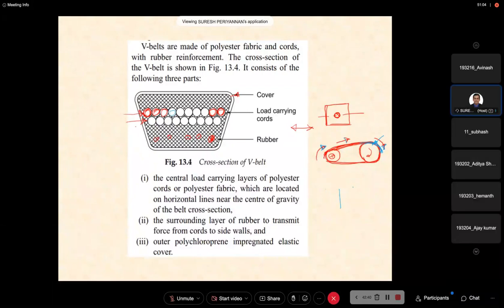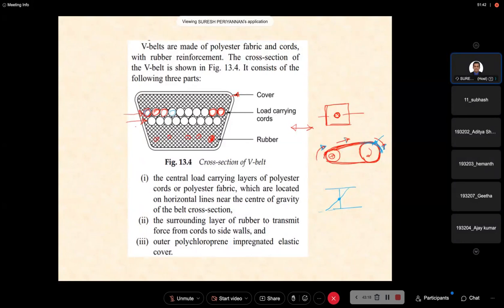Now the bending stress is zero at the neutral layer, right? Where is the neutral layer? The neutral layer is always sitting at the center of gravity of the cross section. Hence, these cords, these steel wires, are going to have zero bending stress. Because if these steel wires are subjected to bending stress, what will happen? The belt structure is going to be distorted, warped, right? Hence we would like to avoid that.